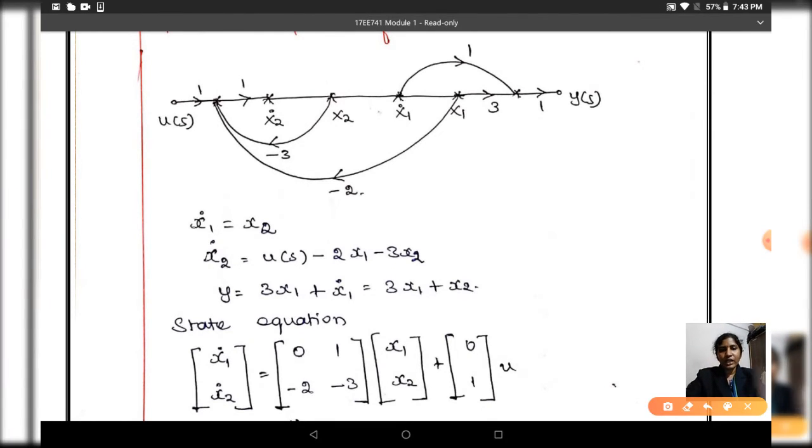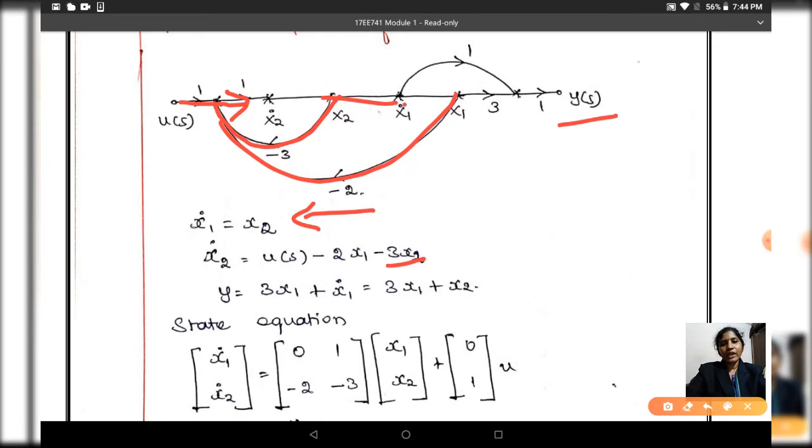So here, what is your x1 dot? x1 dot is equal to x2 because x2 is connected to x1 dot. What is your x2 dot? x2 dot contains u of s, that is one term coming over here, and one more term is minus 3 into x2. So x2 dot is equal to u of s minus 3x2 minus 2x1 because it is connected to x1. So minus 2x1. What is your output y?